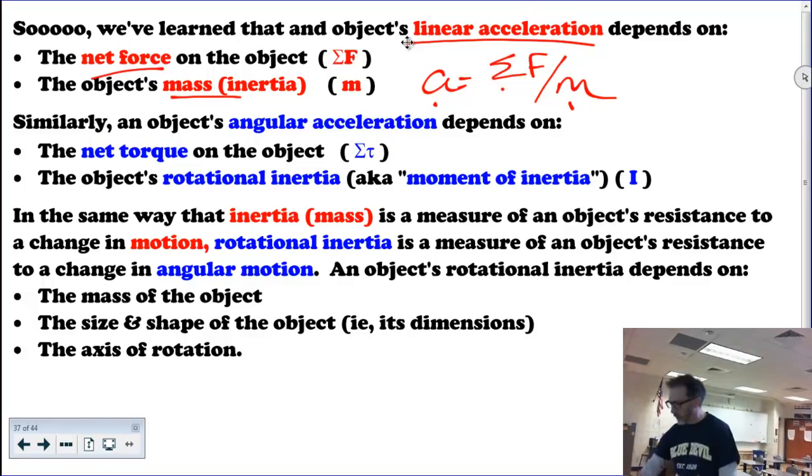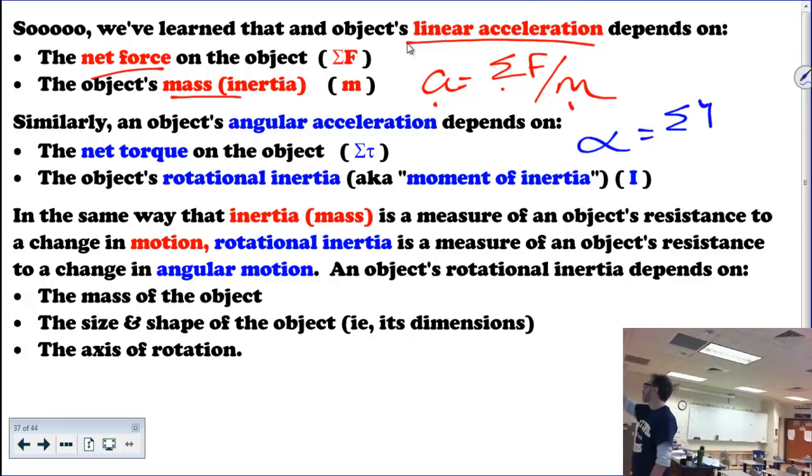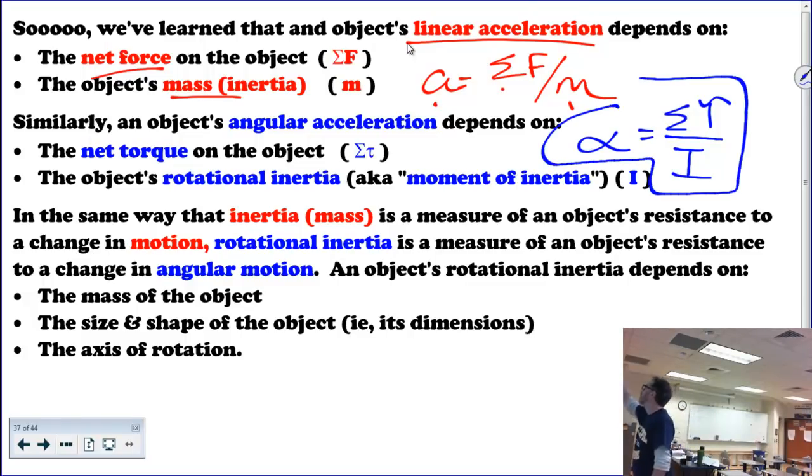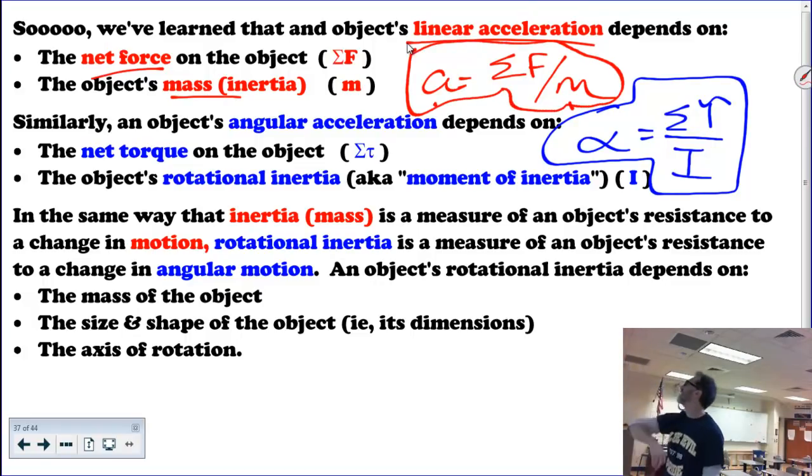Okay? So it turns out that there's a similar relationship with torque. It turns out that the angular acceleration of an object is equal to the net torque divided by its inertia, but now we're talking about rotational inertia. So hopefully you're seeing that this equation here and this equation here are the same equation, except that the blue one uses angular quantities and the red one uses linear quantities.